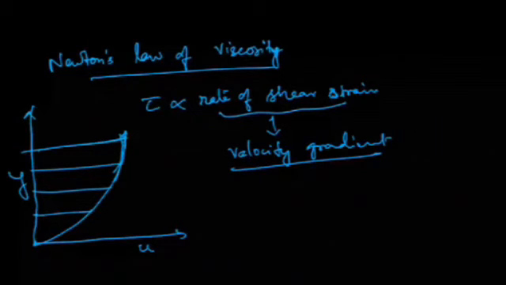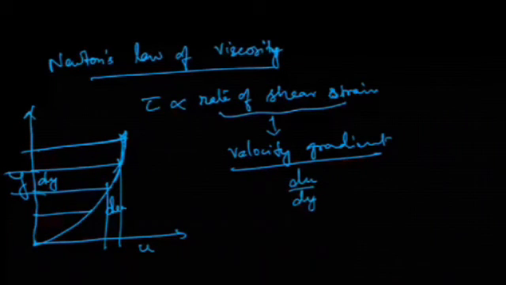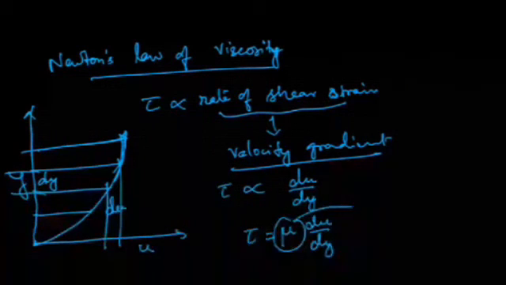If we have to find the velocity gradient here, we can take any two adjacent layers. Let's take these two adjacent layers. The difference in velocity is du and the difference in height is dy here. So the velocity gradient will be du by dy. So shear stress is directly proportional to du by dy. Shear stress will be equal to mu du by dy, where mu is the proportionality constant called the coefficient of viscosity.